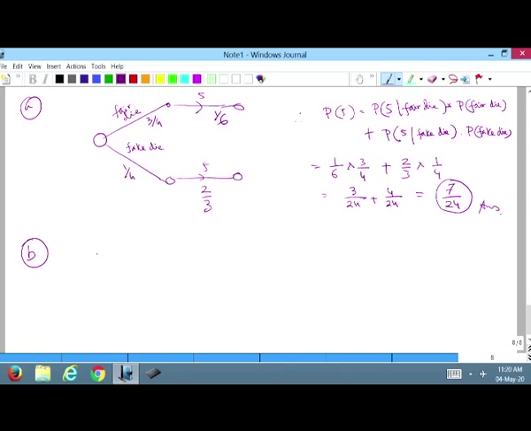The second question is, what is the probability that you have chosen the fake die given that your result is 5.